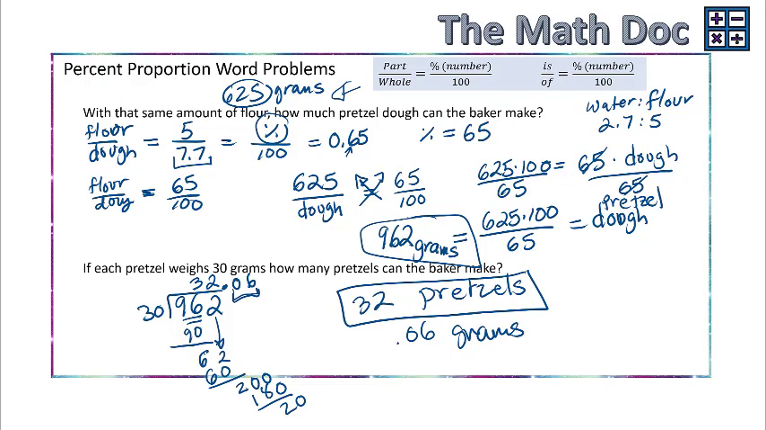So that brings to an end this video on percent proportions.